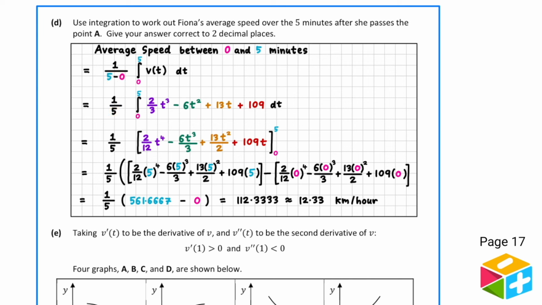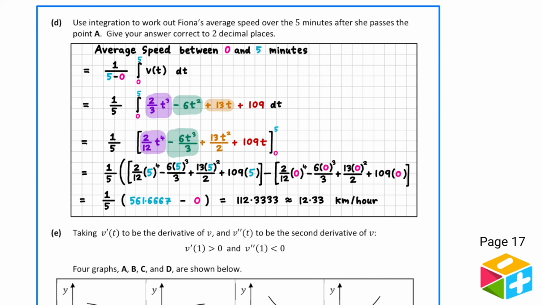Now it's time to integrate. The main rule we'll apply here is for integrating powers. Raise the power by 1, then divide by the new power. Focusing on the 2 over 3 t to the power of 3, we'll raise the power from 3 to 4 and then divide by 4. This gives us 2 over 12 times t to the 4. For the minus 6t squared, we raise the power from 2 to 3 and then divide by 3.